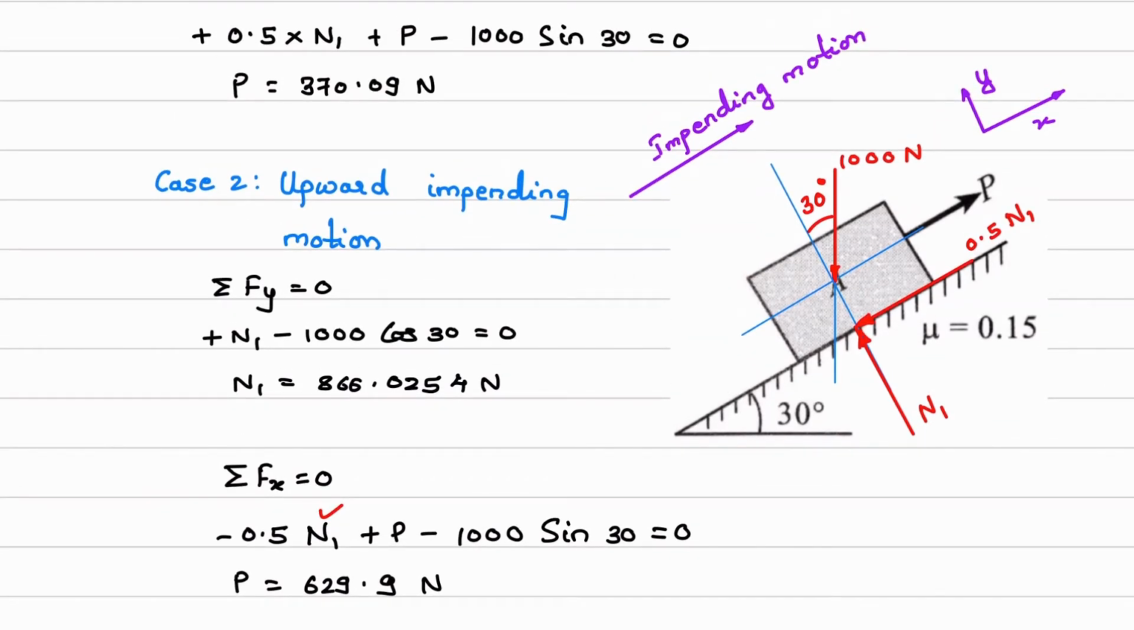Now we have calculated in this numerical two values of P. One is P minimum and one is P maximum. What is the meaning of this P minimum and P maximum?